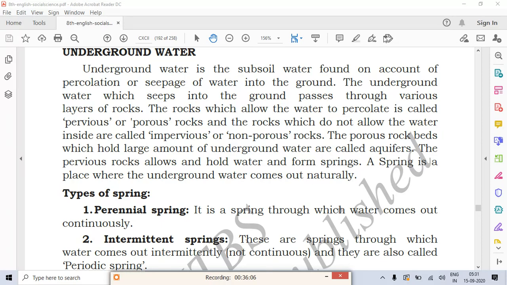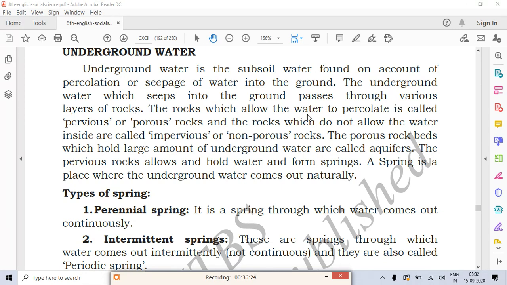The water which is present in the subsoil, found on account of percolation or seepage of water into the ground, is called underground water. Underground water which seeps into the ground passes through various layers of rocks. After the soil, what do we have? Rocks. And that underground water will pass through the various layers of the rocks.